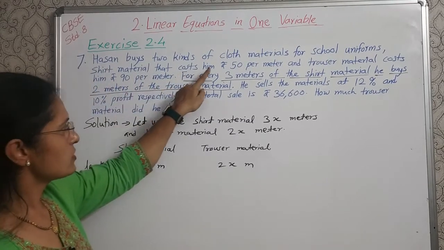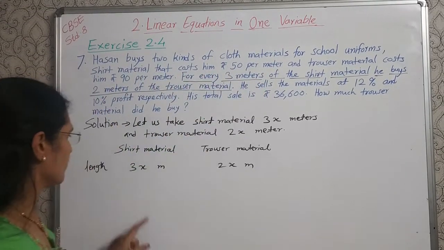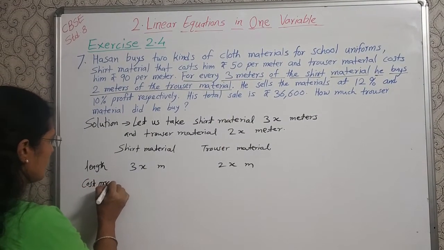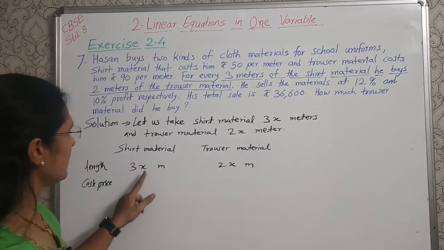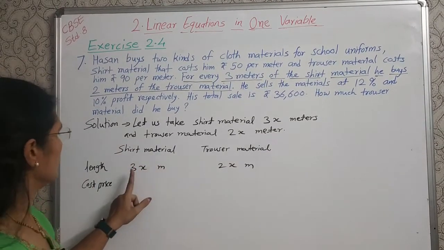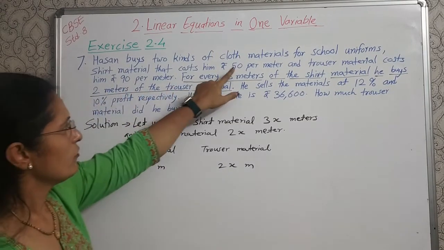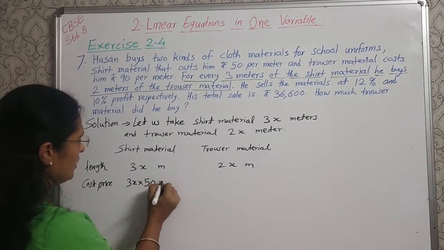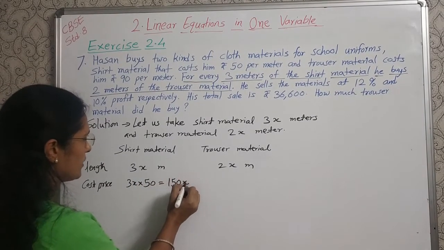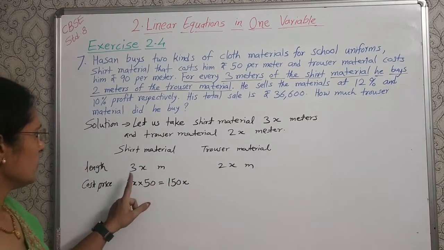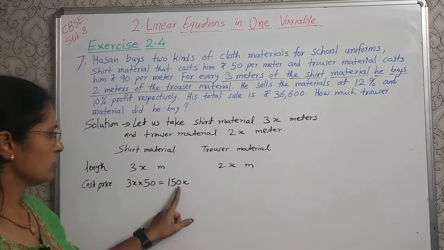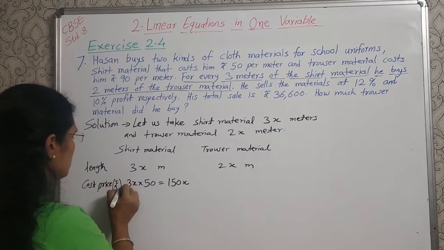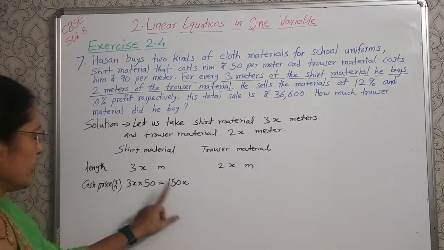Shirt material costs him rupees 50 per meter. So what is the cost price? Cost price for this 3x meters of shirt material. So 3x multiplied by 50, and that will be 150x. So cost price of 3x meters of shirt material is 150x rupees.